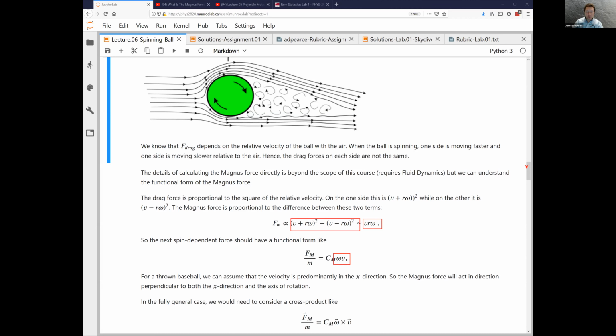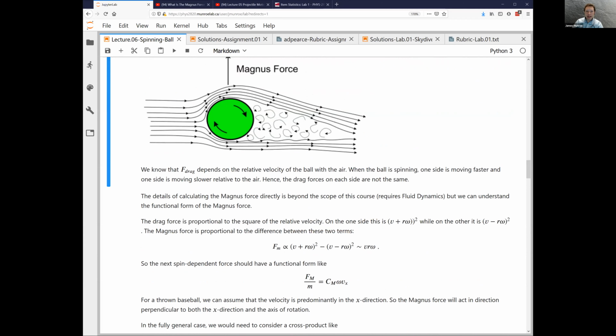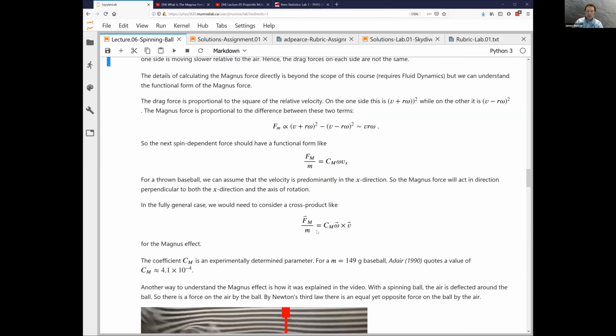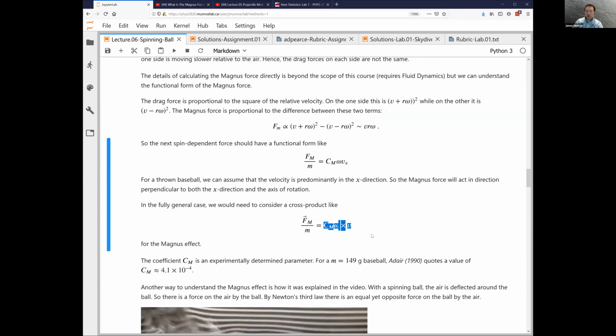Okay, so you bring all those things together, and what we have is, if you do this in the fully general 3D case, because of course it doesn't need to spin only in a clockwise direction, it could also spin in a direction perpendicular to the axis, or if it's moving in this direction, it could spin in this direction as well, going all the way around. It could spin in any one of three directions. And if you do the analysis in all three directions, what you find is the Magnus force is proportional to the cross product between an angular velocity and a velocity.